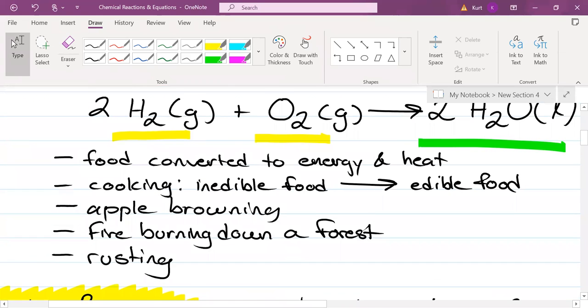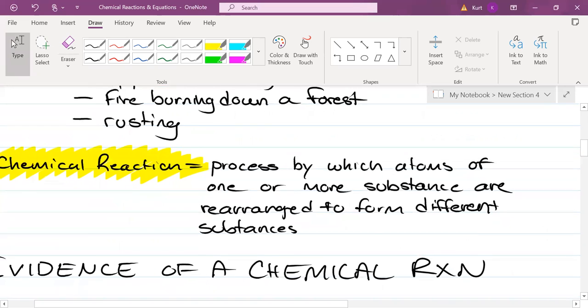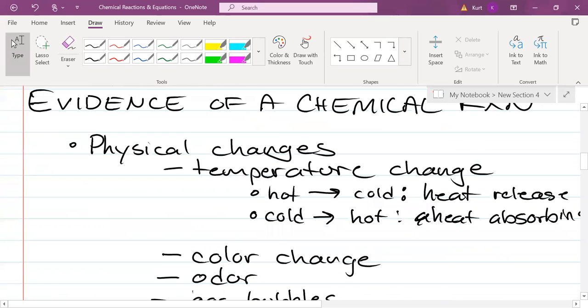Some evidence that a chemical reaction is actually taking place is temperature changes. It gets hotter. If the reaction is getting hotter, it's absorbing energy. Let me ask you this a different way. If the reaction is getting hotter, what is happening to the surrounding area? It's getting colder, because you have to remember that energy is not created or destroyed, it cycles.